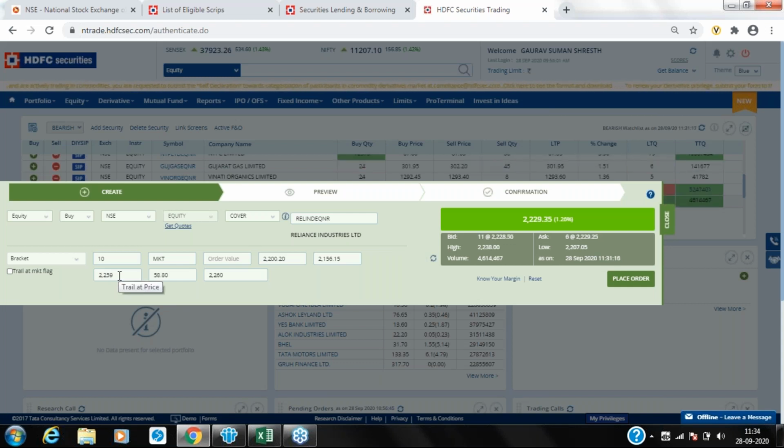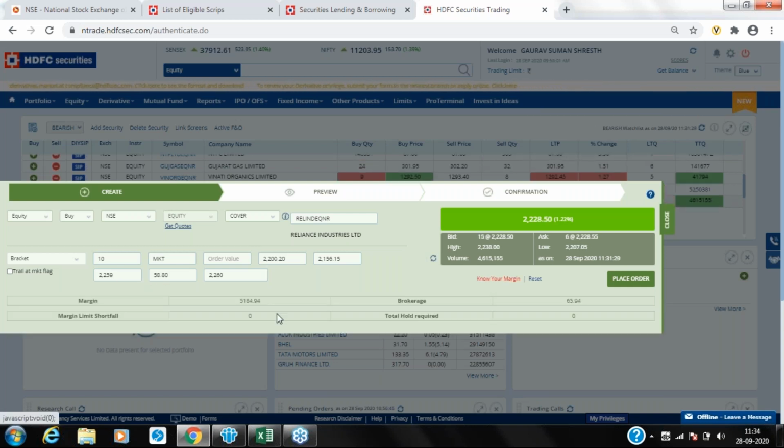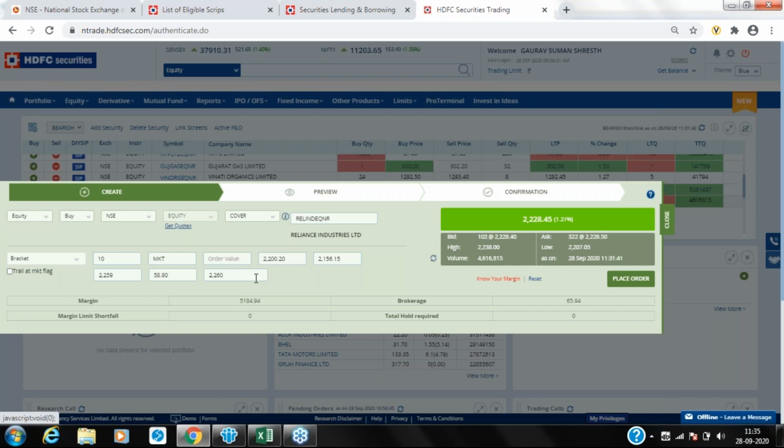Okay, so this is the bracket order facility. It is very good for intraday trading. If you are buying or selling for intraday, you should always do it with discipline, with a stop loss, and the main benefit is that you will be getting higher leverage. Only in 5,184 rupees, you will be able to buy 10 quantity of Reliance Industries. Otherwise, normally it might take around 20,000 or more than that. But with a cover order, with a bracket order, because you are placing a stop loss, only in 5,000 rupees you will be able to execute this order. So this is the main benefit of the bracket order facility.